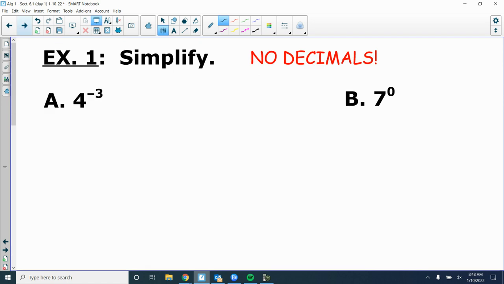So we want to take a look at just a bunch of quick cases here. All right, 4 to the negative third. Now, simplify, which means we want to write it as a number. And then we want no decimals.